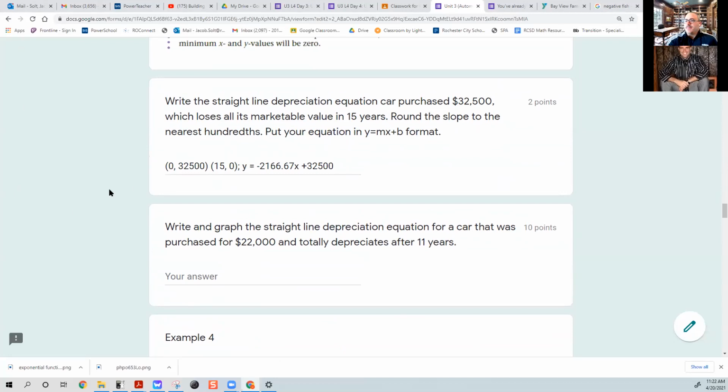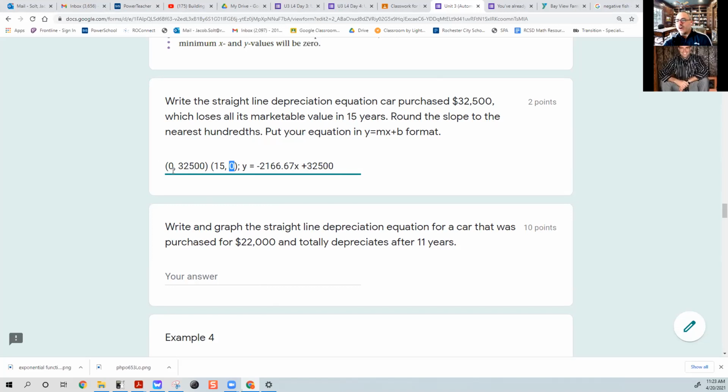Okay, so we started with the coordinates, right? That's how I do, at least. I start with the coordinates. I said when the function starts, that means x is 0. If x is time, then when the function begins, x is 0. Then when the function starts, the value of the car, my other variable, is $32,500. Got that from right there. And then I said after 15 years, the value is 0. If x is still the time in years, I put the 15 right there, and the value is 0.